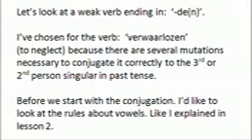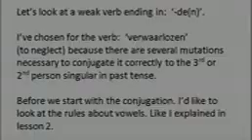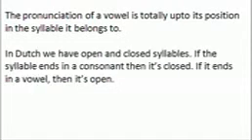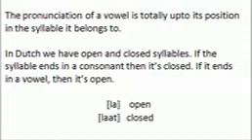Before we start with the conjugation, I'd like to look at the rules about vowels, like I explained in lesson 2. The pronunciation of a vowel is totally up to its position in the syllable it belongs to. In Dutch we have open and closed syllables. If the syllable ends in a consonant, then it's closed. If it ends in a vowel, then it's open.